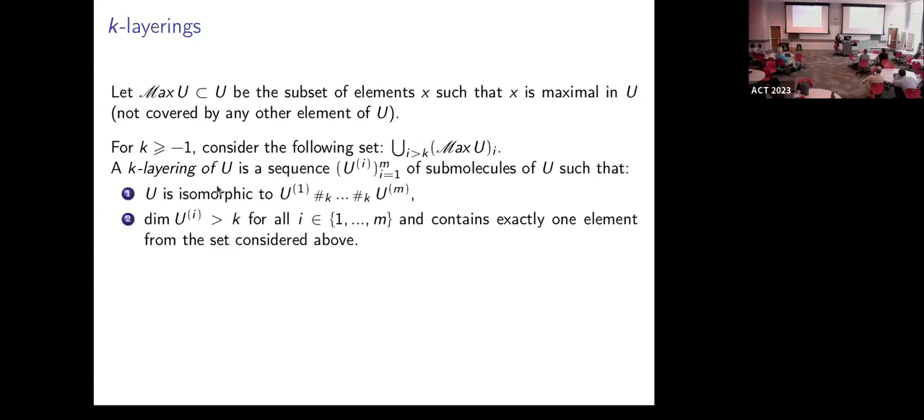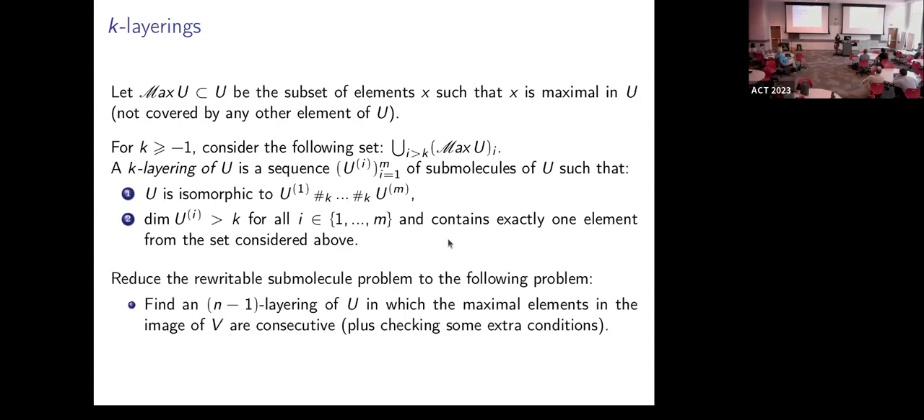And the k layering of U is a sequence of submolecules of U such that U is isomorphic to the pasting of these submolecules in this order. And then the dimension of each submolecule is greater than k and contains exactly one element from the set mentioned above. So let me give you an example.